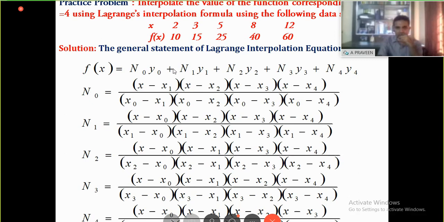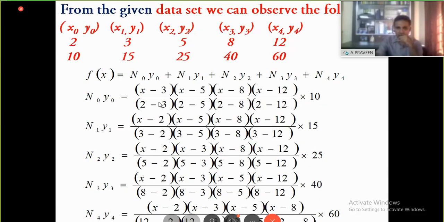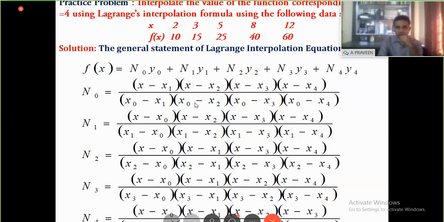So this is 2 minus 3. Look at this: x0 minus x2. x0 is 2. What is x2? x2 is 5. So look at 2 minus 5.